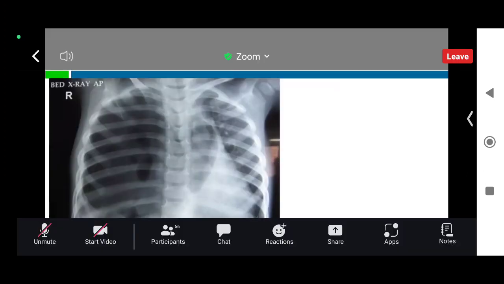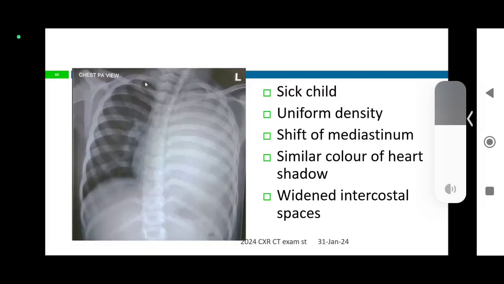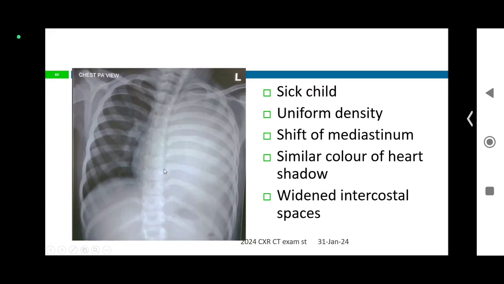What is this? Sir, can it be consolidation of the previous one? Consolidation, you don't have a mediastinal shift, you won't have a scoliosis, you won't have a uniform density, the whole lung getting consolidated. If you have a whole lung getting consolidated, you will be able to see the air bronchogram.